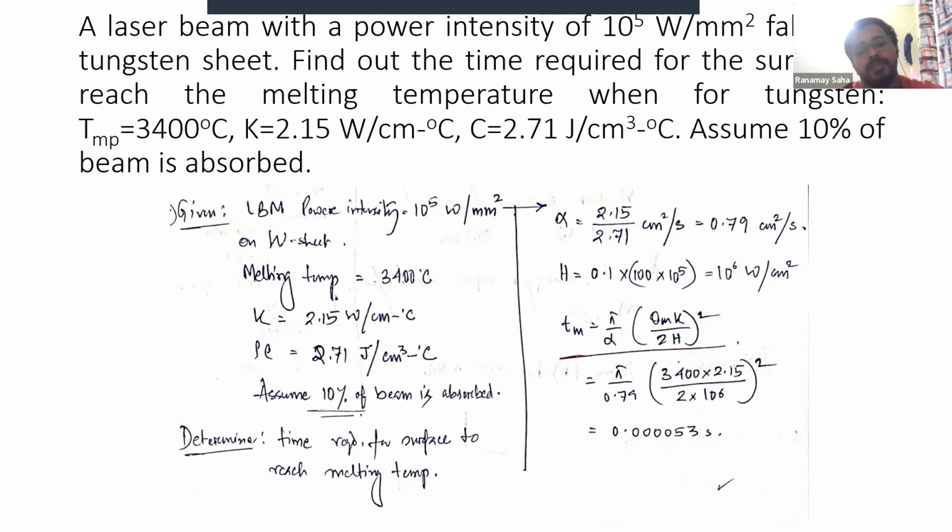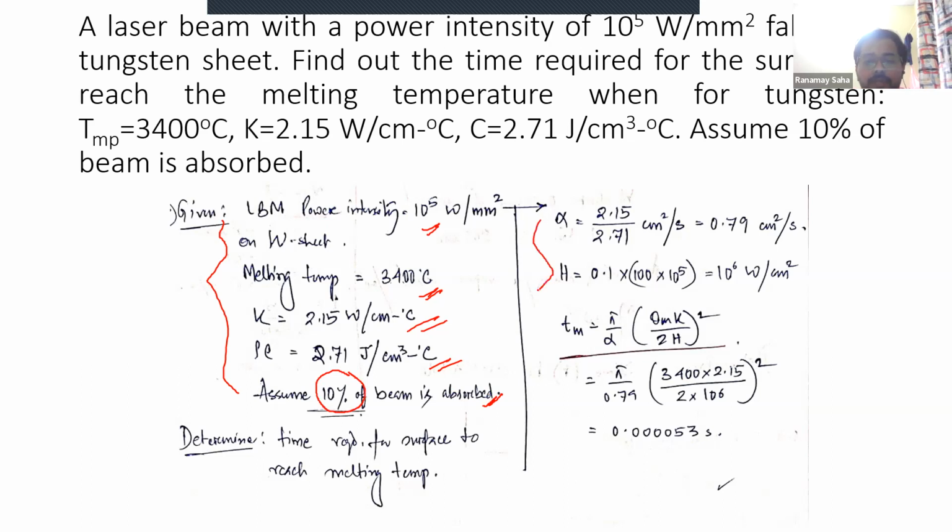So this problem asks you to find the time required for the surface to reach melting temperature, given all these things: your laser beam power intensity, your melting temperature, thermal conductivity, and volumetric heat capacity. Specifically, they have asked that 10% of the beam has to be considered absorbed. A lot of the energy gets wasted, actually.